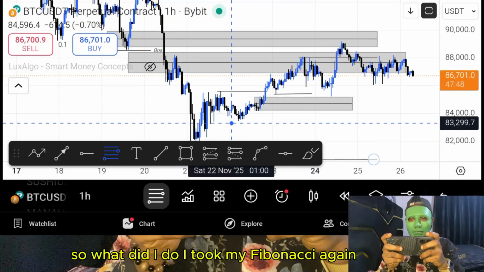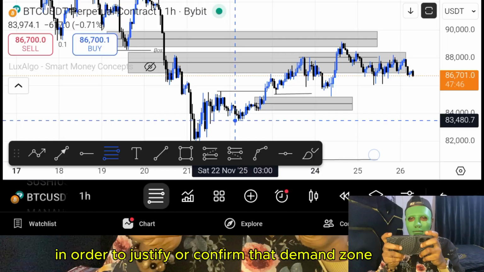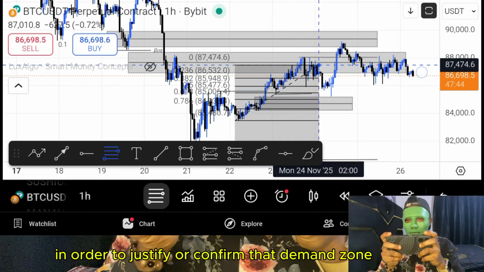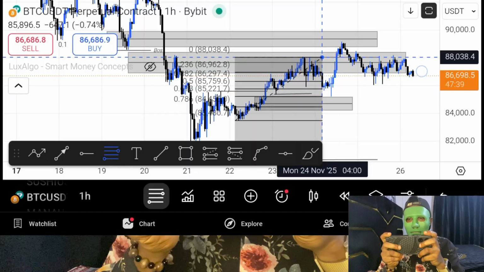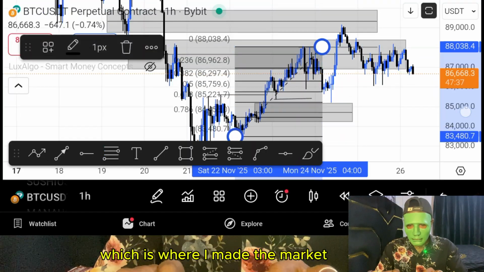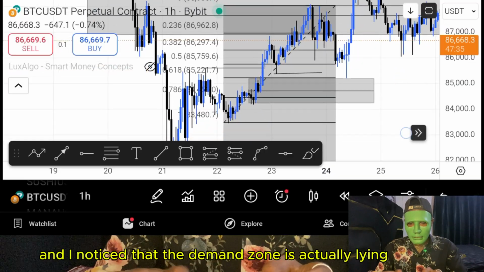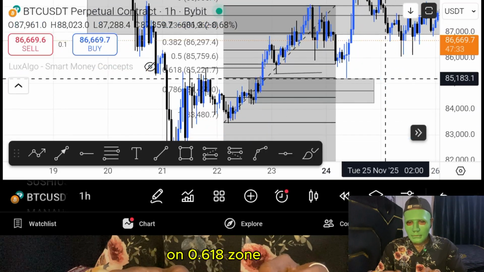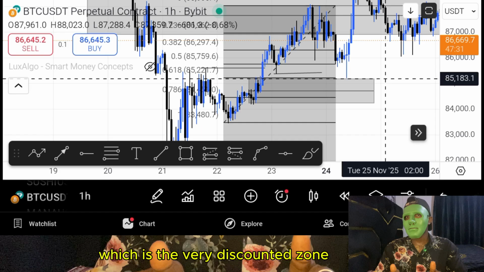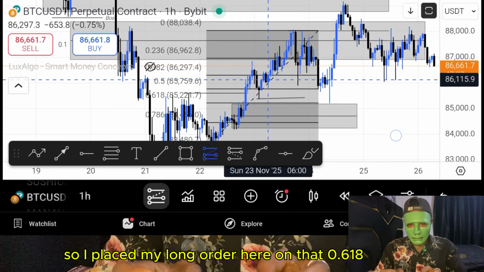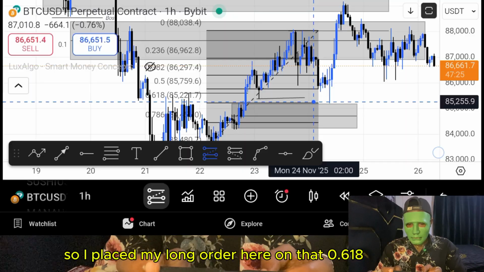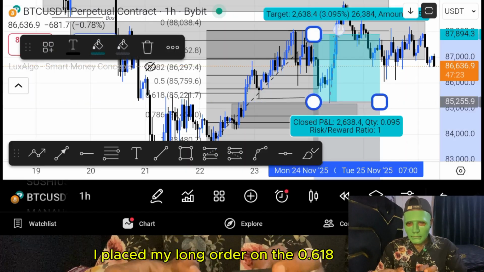So what did I do? I took my Fibonacci again in order to justify or confirm that demand zone. I took it to the highest traded point, which is where I met the market. And I noticed that the demand zone is actually lying on the 0.618 zone, which is the very discounted zone, the optimal trade entry. So I placed my long order on that 0.618.